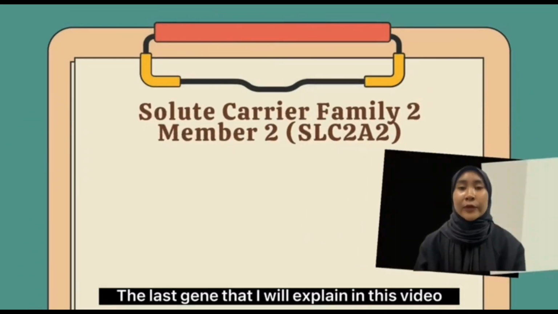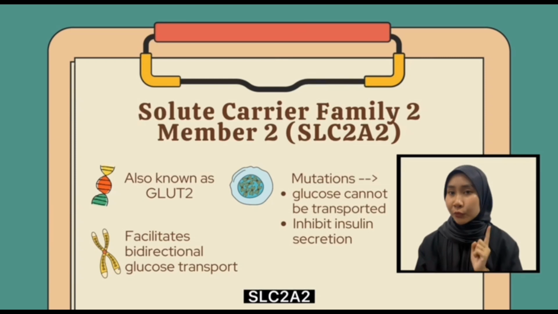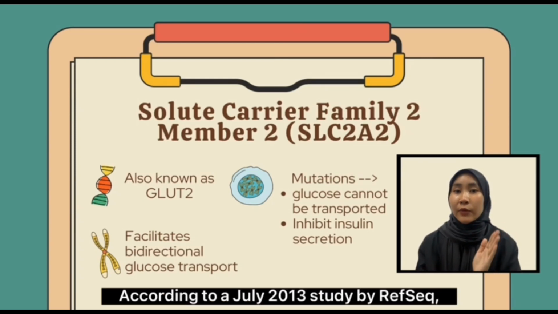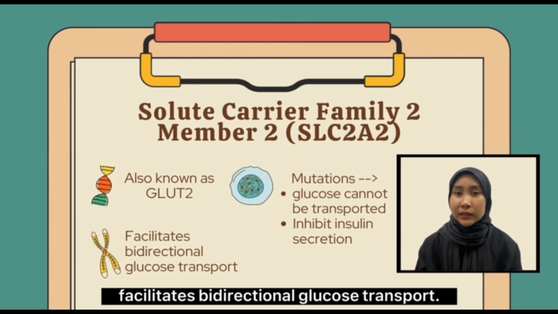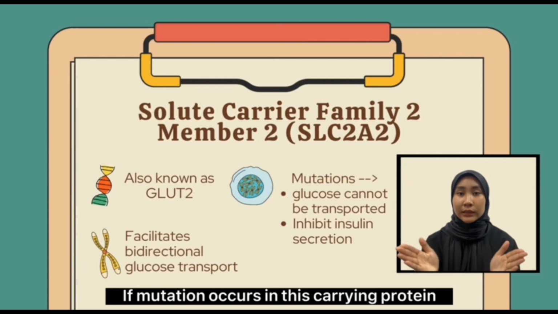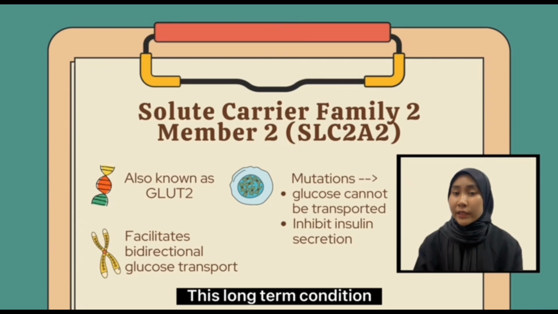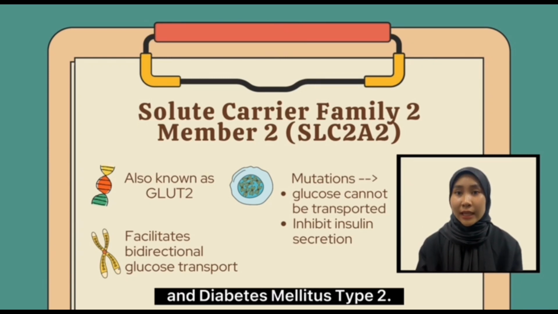The last gene that I will explain in this video is solute carrier family 2 member 2, SLC2A2, also known as GLUT2. According to a July 2013 study by RevSec, this protein facilitates bidirectional glucose transport. If a mutation occurs in this carrier protein, glucose cannot be transported across the cell membrane. This long-term condition will result in high blood sugar levels and diabetes mellitus type 2.